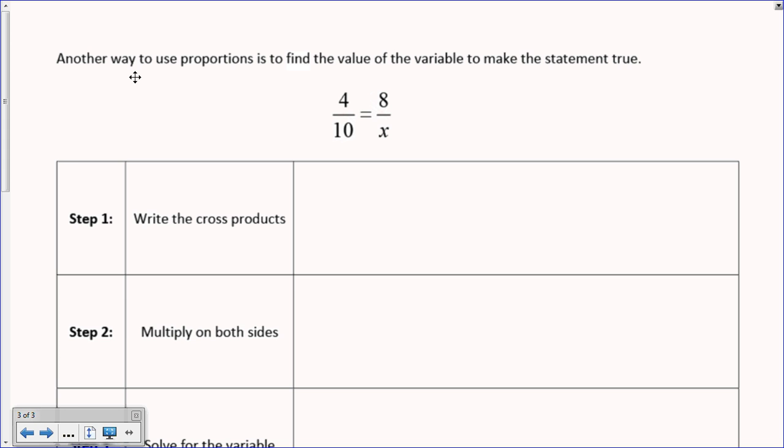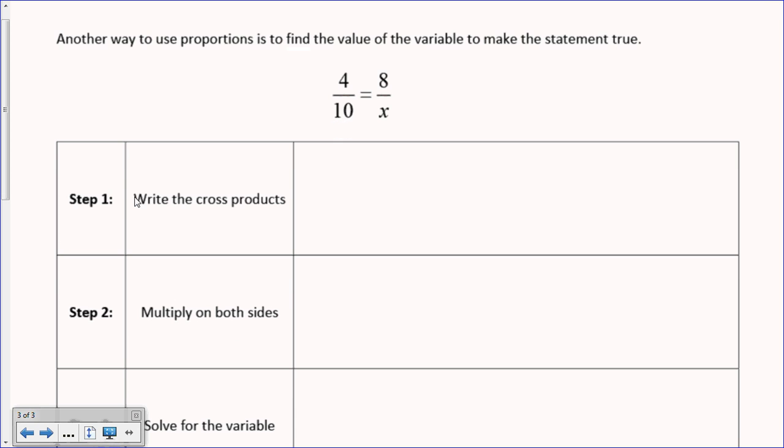Alright, now another way to use proportions, and what you're probably going to use this for more often than anything, and you will use it in algebra next year, is to find the value of a variable that would make it true. So it's basically a way of solving for a variable. Okay? So we still have the same thing. We can do it in 3 steps. The very first thing is we write the cross product. So I'm going to draw my little circles because that helps me figure out what I'm multiplying. I'm doing 8 times 10 and 4 times the x.